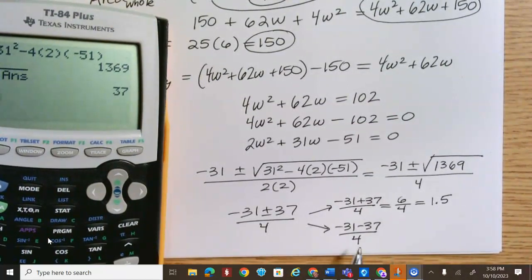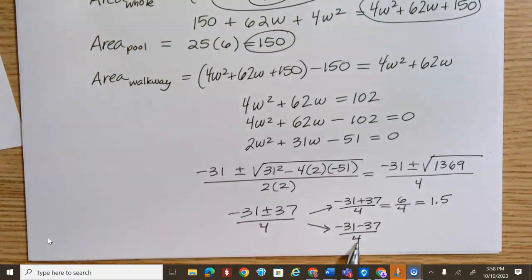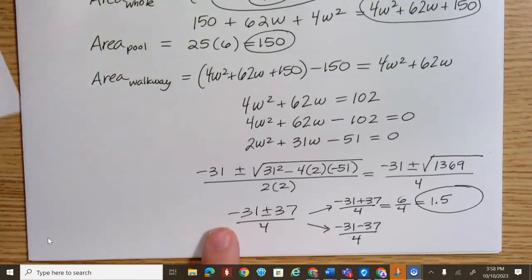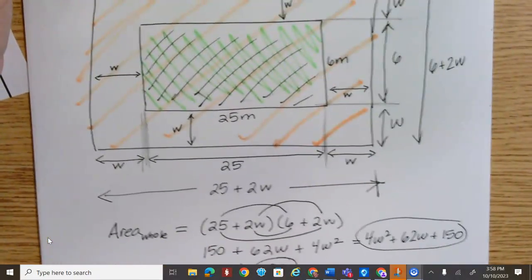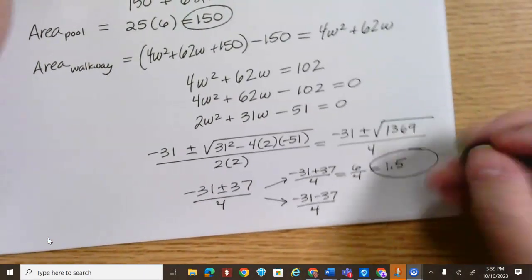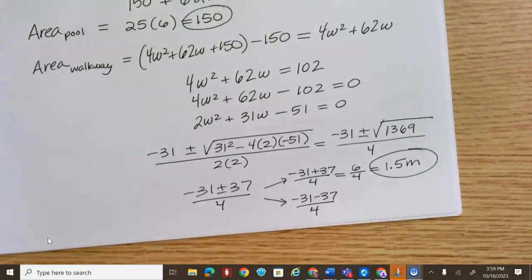I can tell you right now that this is not going to be it. Why? That top number is going to be negative. A negative divided by a positive is a negative. We don't need a negative walkway width. So it turns out that this is my answer for the width of the walkway, and then I can go back and look at what the units were. According to this and this, we're dealing in meters. So my answer is 1.5 meters wide is how wide my walkway is.